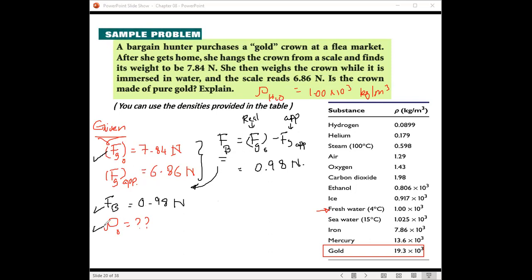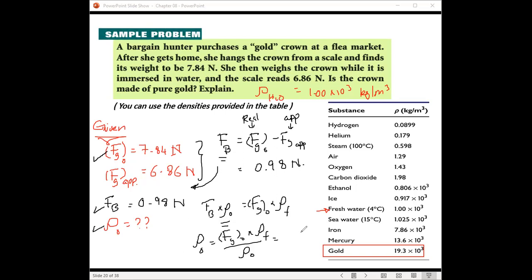And I told you, if you find the FB, FGO, and rho O, you use this formula: FB times rho O equals FGO times rho F. Okay. So we want to find what? We want to find rho O. So rho O equals the other side, which is FGO times rho F divided by FB.